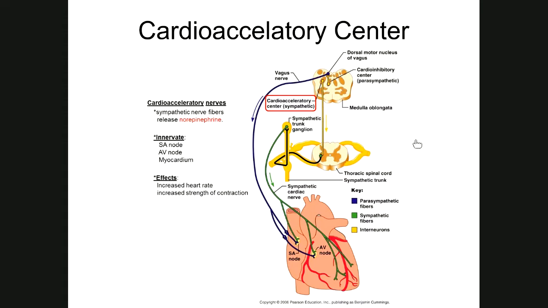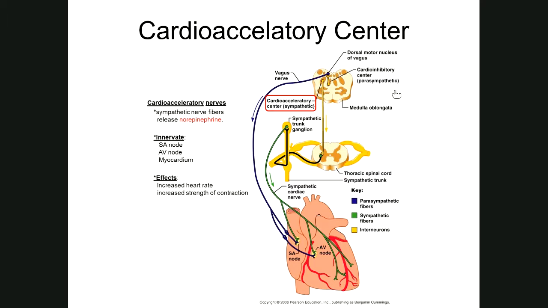Now we have the cardiovascular center. That's your cardiovascular center. It's located in the medulla. It receives input from sensory receptors and higher brain centers. All right, and you can see over here, we'll just talk about it a little further.